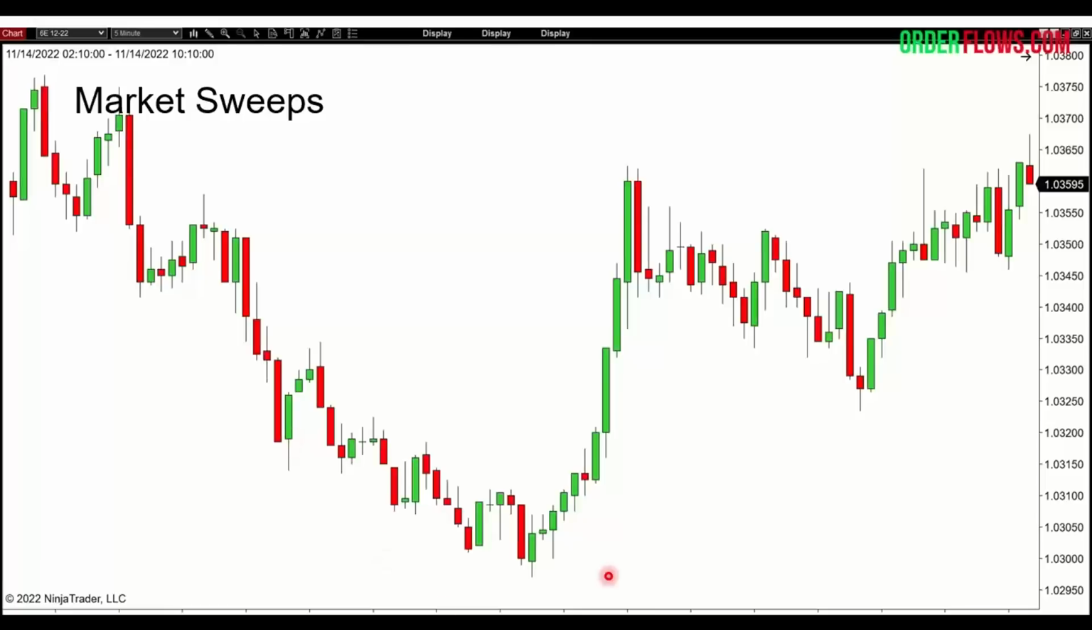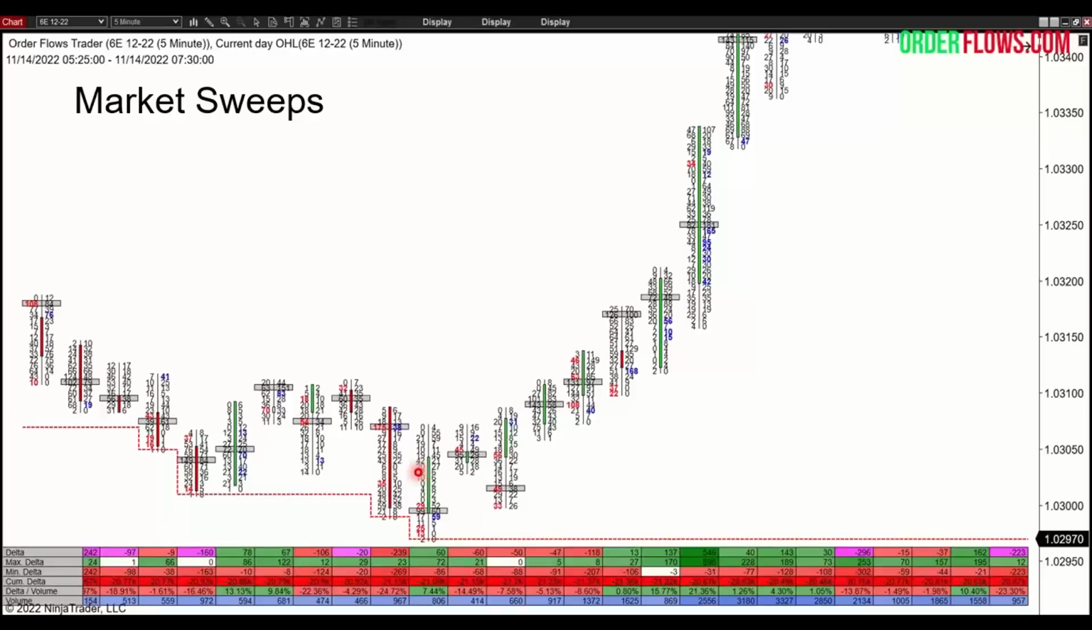Now, on a bar chart, you're not going to be able to see where sweeps take place. You're not going to be able to tell, is there somebody trading through several levels at once on one big order? You can't. Anybody that tells you they can see that on a bar chart is just talking nonsense. Now, on a footprint chart, you can see it.